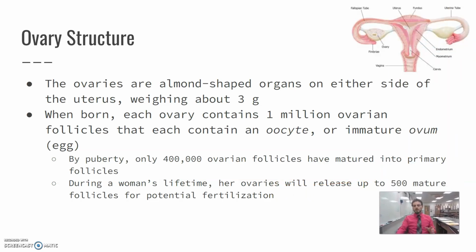So she's not going to ovulate all 1 million of those original follicles that she's born with. Many of them actually are going to be contributing their cytoplasm to the ones that end up becoming mature follicles, to allow them to have enough nutrients and to have enough organelles to be able to carry out their functions.